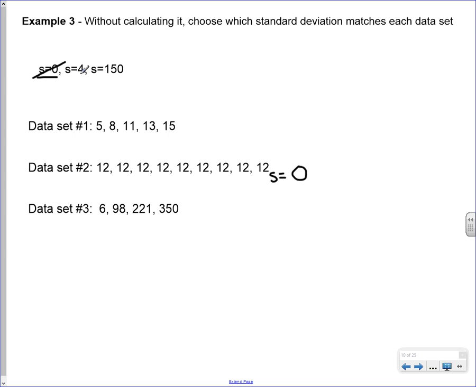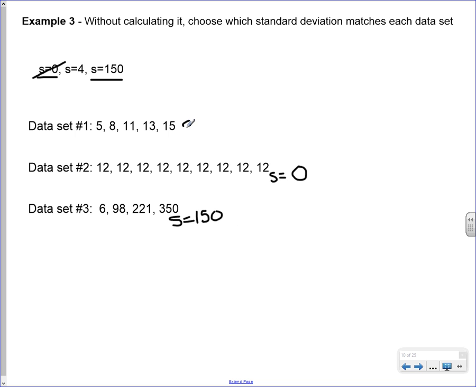So now we've taken care of this one. Now we've got a standard deviation of 4 and 150 to choose between. So looking at these two data sets, which one would the 150 go with? Well, probably this one down here, right? Because you see that these numbers vary a lot, right? Because we go from 6 to 98 to 221 to 350. There's a big difference in those numbers, right? So they're going to have a large standard deviation. And so that's our standard deviation there.